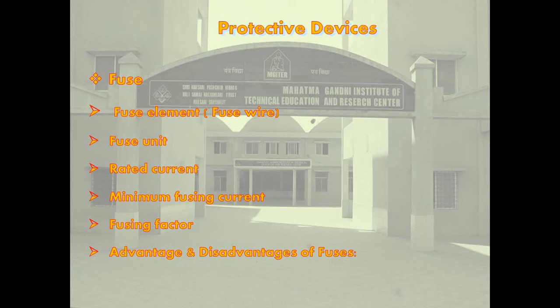Now fuse unit. The fuse unit is the part of the fuse which needs replacement when the fuse blows out. Third one is rated current. The rated current of a fuse is the RMS value of the current it can carry indefinitely without fusing.